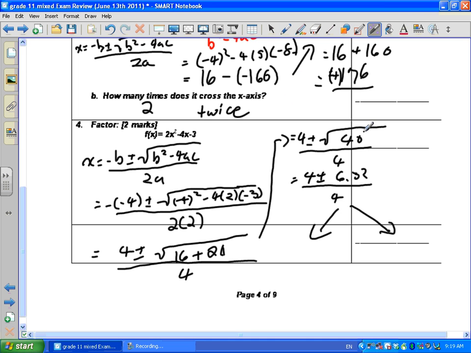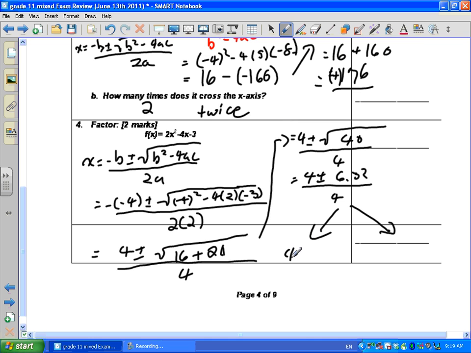And I just want to bring this back to the discriminant. You notice this was a positive number, so it gave us 2 answers, and that's why it crosses twice. If it was 0, this would be canceled out, and plus or minus 0 is not going to change anything, so I'd only have 1 answer. And if this was negative, can I find the square root of a negative? No. That's why it has no x-intercept. That's the idea of how many times it crosses the x-axis.